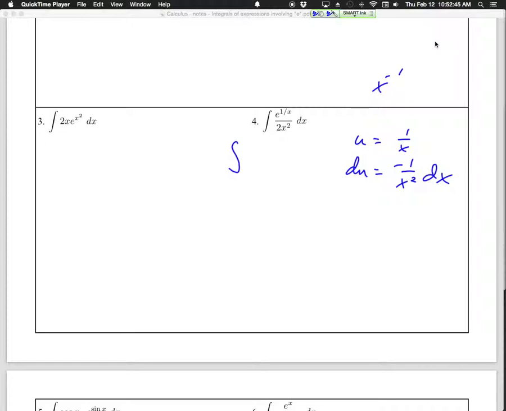So that means this 2 needs to end up being outside. I need a negative, which means I need another negative. Do I agree with those adjustments? I don't understand them.